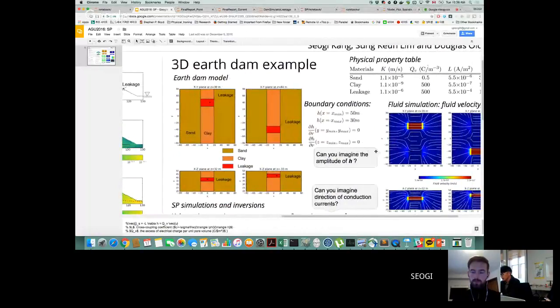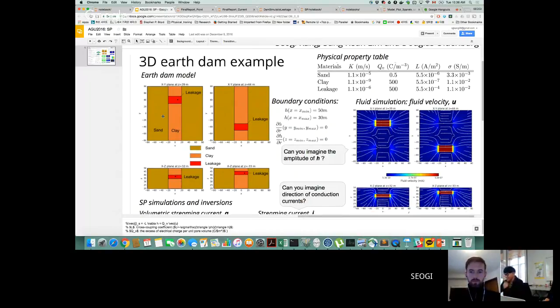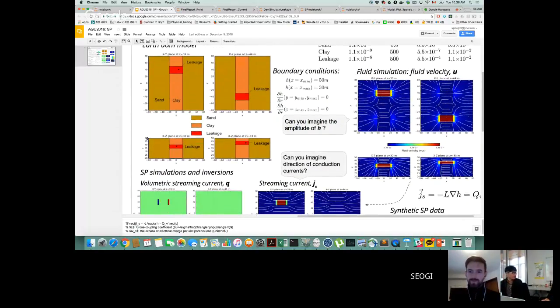So here I'm showing the example. This is a 3D model. That's a plan view at 39 meters below, and then this is 45 meters below. So these are two depth slices. We have two leakage paths, and that's a section view here, and this one is here. So we have two leakage paths, which are two blocks in a half space, with a dike. First I need to solve the fluid Darcy problem.